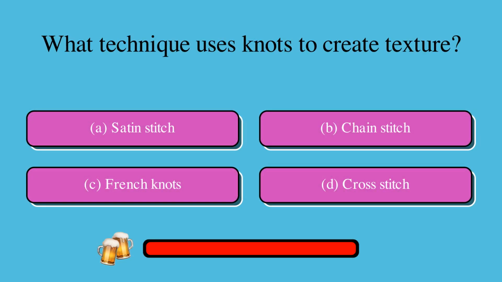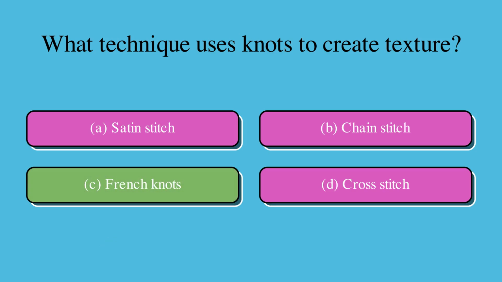What technique uses knots to create texture? Is it A, satin stitch, B, chain stitch, C, French knots, or D, cross stitch? The correct answer is C, French knots.